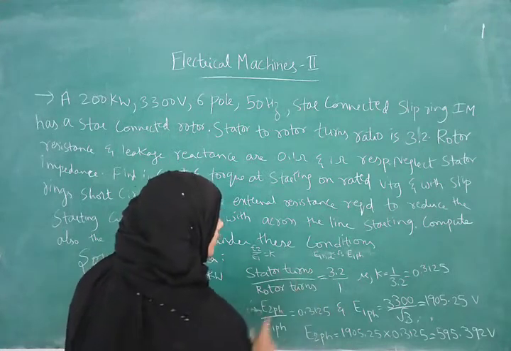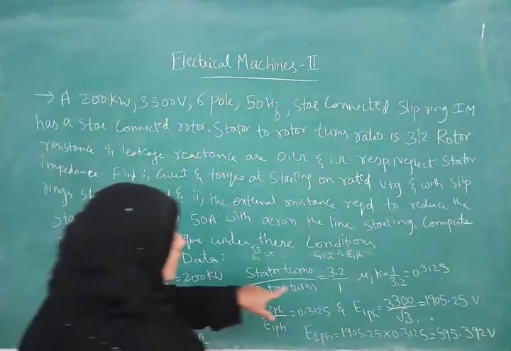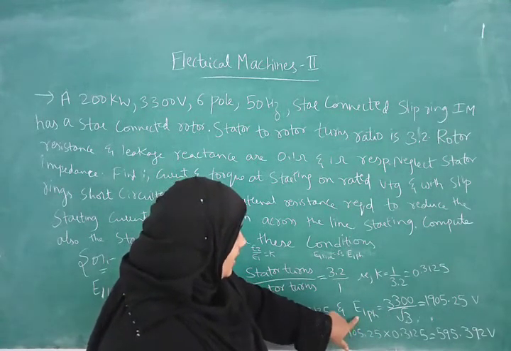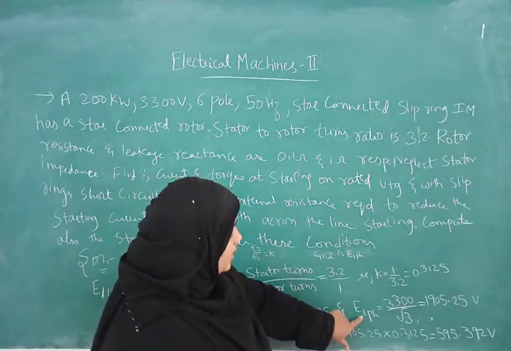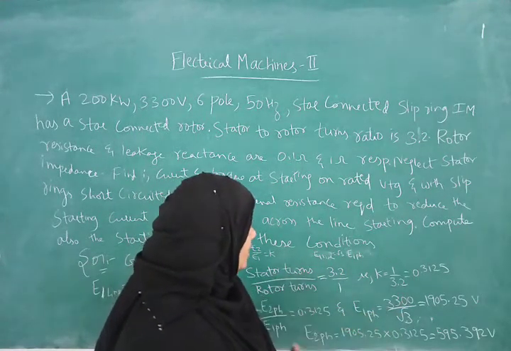Line voltage is already given in the question, it is given as 3300. So 3300 divided by √3 will give us the value of phase voltage. So E1 phase is equal to line voltage by √3. This is giving us the value of phase voltage.